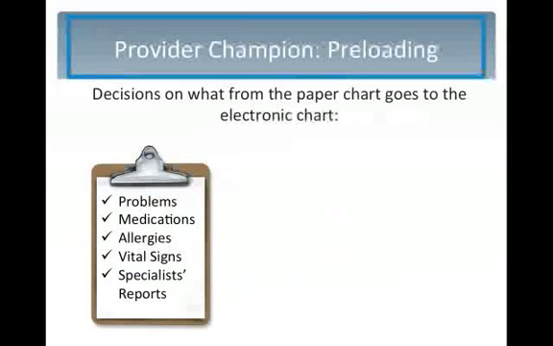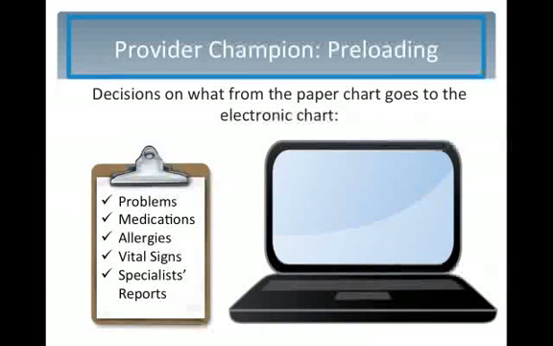One of the first tasks we were given is preloading. This means taking certain elements from the paper chart and manually keying them into the electronic health record, so we have that information available right on the screen when we start seeing our patients during Go Live. We had to make decisions on exactly what would be entered into the system.